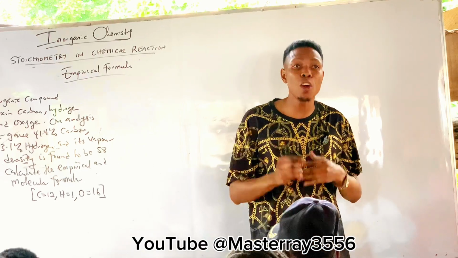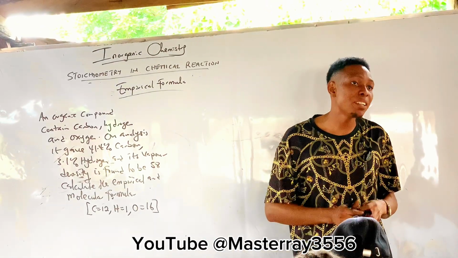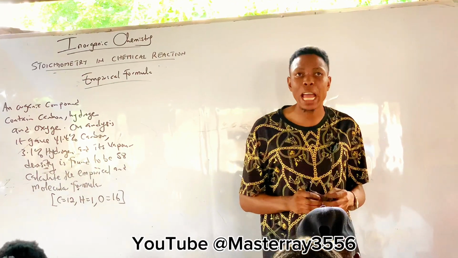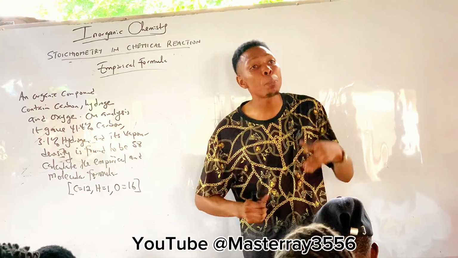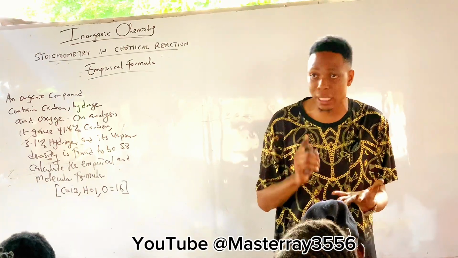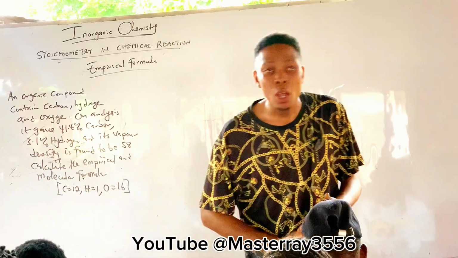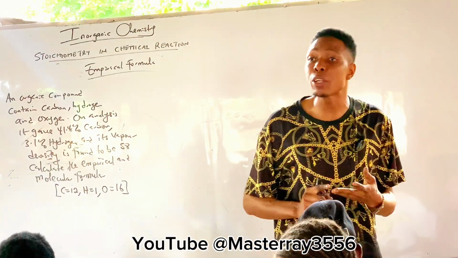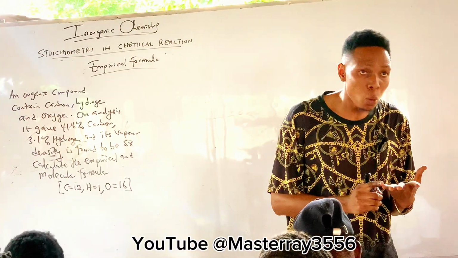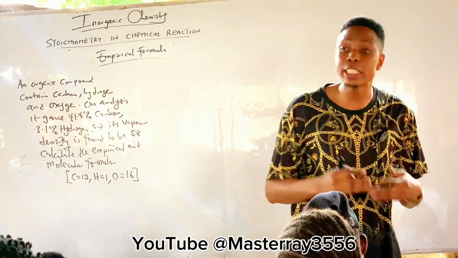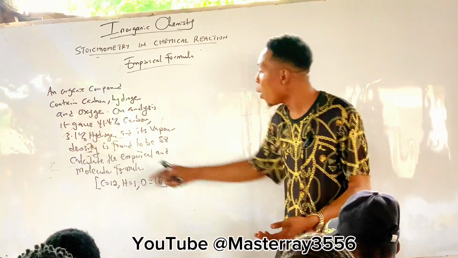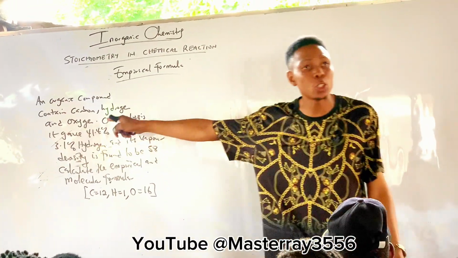In empirical formula, whenever you are given a question, sometimes they might give it in terms of percentage composition by mass. Are you following? Yes. Sometimes they might give it in terms of the reacting masses. The value given to you will be in terms of mass, while in some cases it will be in terms of percentage, just like this question here.